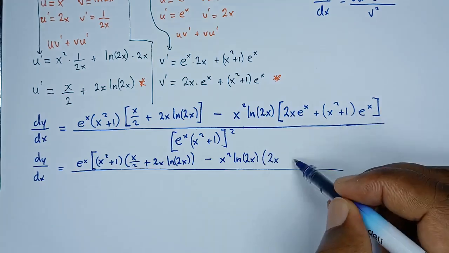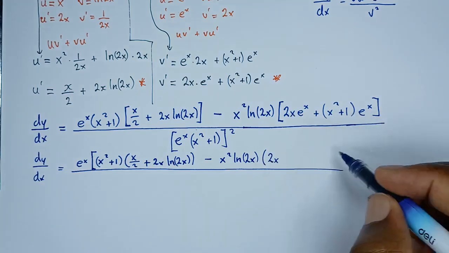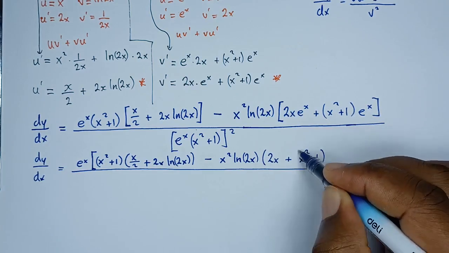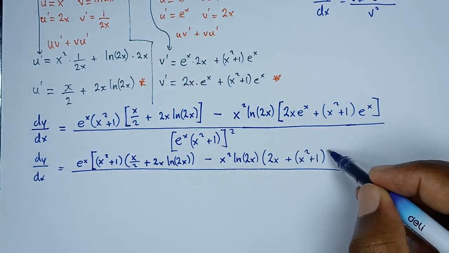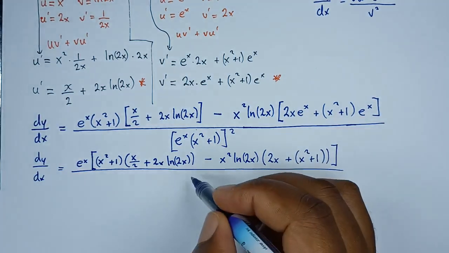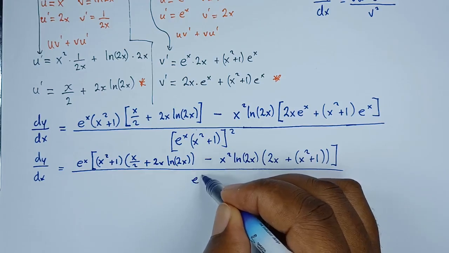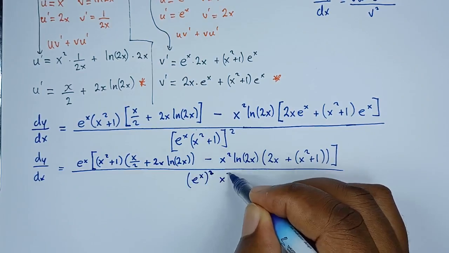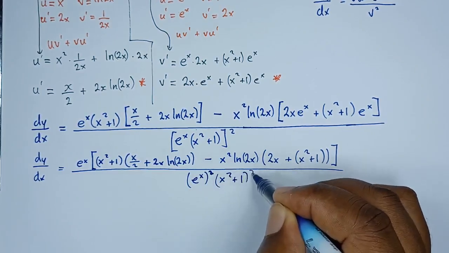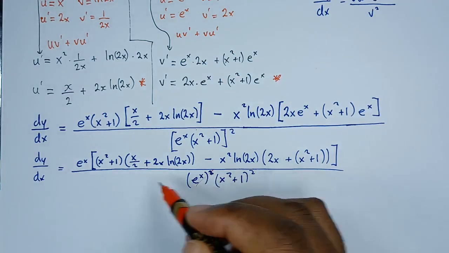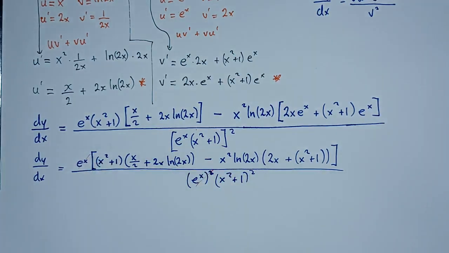Then for this part as well, which is plus x squared plus 1. Because remember, the e to the x has been factored out. Then close the bracket. In the denominator, we have e to the x, let's just do it like this, squared, then x squared plus 1 in brackets squared. So at this stage, we can see that one of these can cancel with that. So that we just simplify it like that. Then if we just leave it like that, it's fine, it doesn't matter.